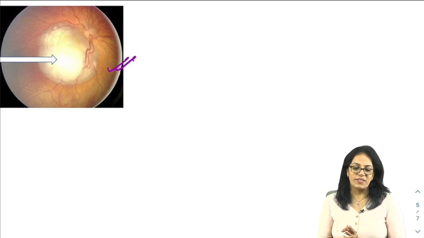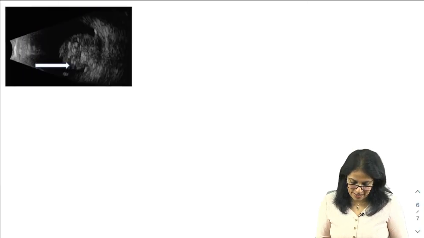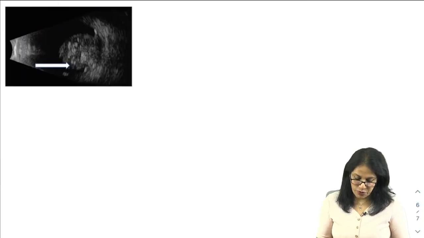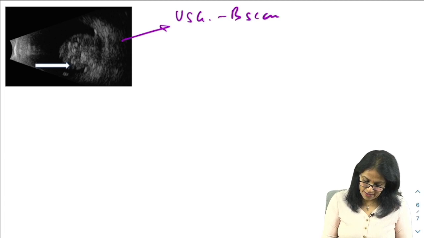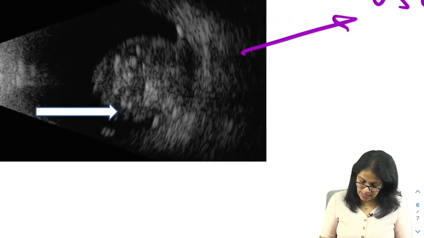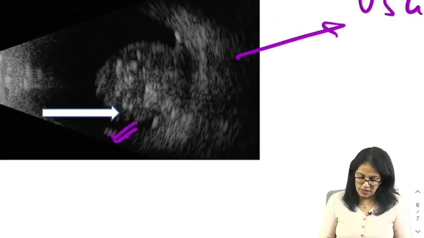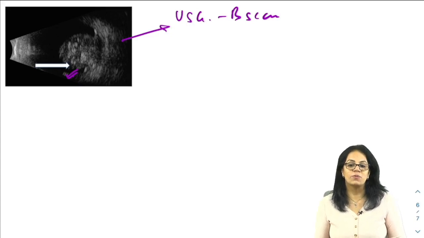So just revise all this. Right. What do you see here? This is an ultrasound B scan, and this is showing you the tumor, right? So this is the B scan showing the intraocular tumor, that is retinoblastoma.